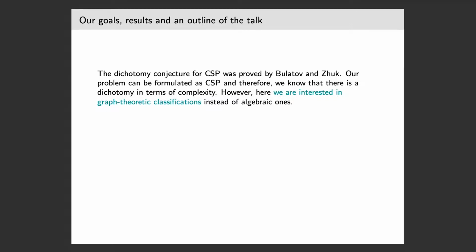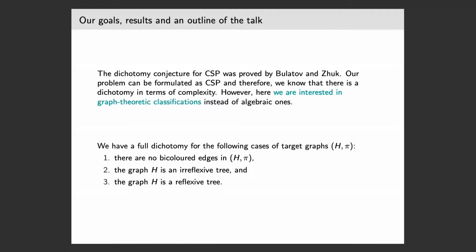Let me briefly sketch the outline of the talk. We have a full dichotomy for the following cases of target graphs H-hat. First, if there are no bicolored edges in H-hat, then if the graph H is an irreflexive tree, and finally, if the graph H is a reflexive tree.